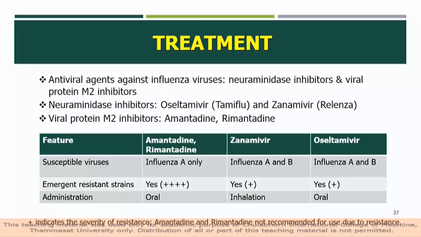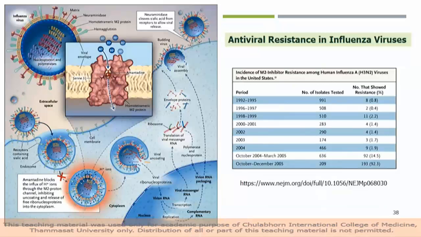Viral protein M2 inhibitors include amantadine and rimantadine. Both drugs are not currently recommended because influenza A virus has developed resistance against them. Okay, and this shows the mechanism of antiviral resistance to viral protein M2 inhibitors. You can read more detail from this website.